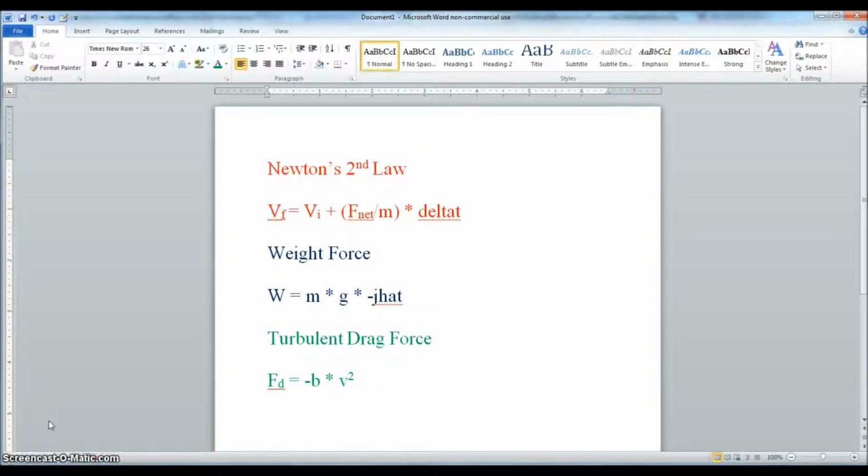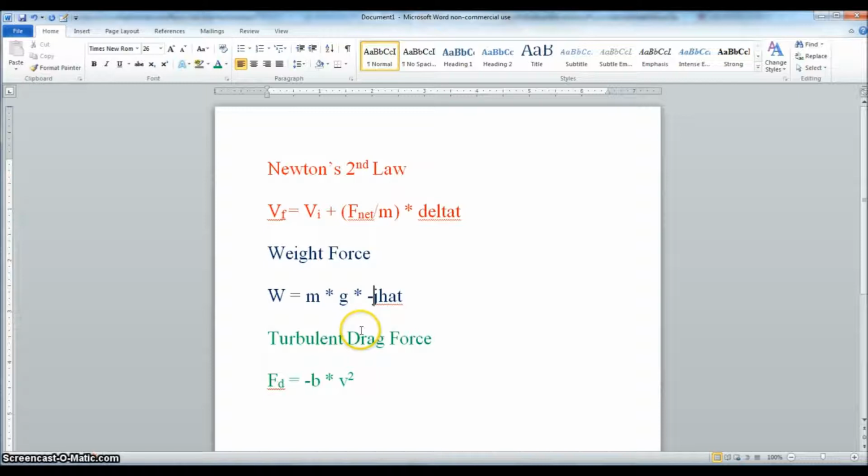The basis of this was Newton's second law of motion, which is v final equals v initial plus F net over m multiplied by delta t. Also used was the equation for weight force, which states that the weight is equal to mass multiplied by g, which is in this case 9.8 meters per second squared, or the gravitational pull of the Earth, multiplied by negative j hat, or the direction of the ball, which is negative in the y direction.